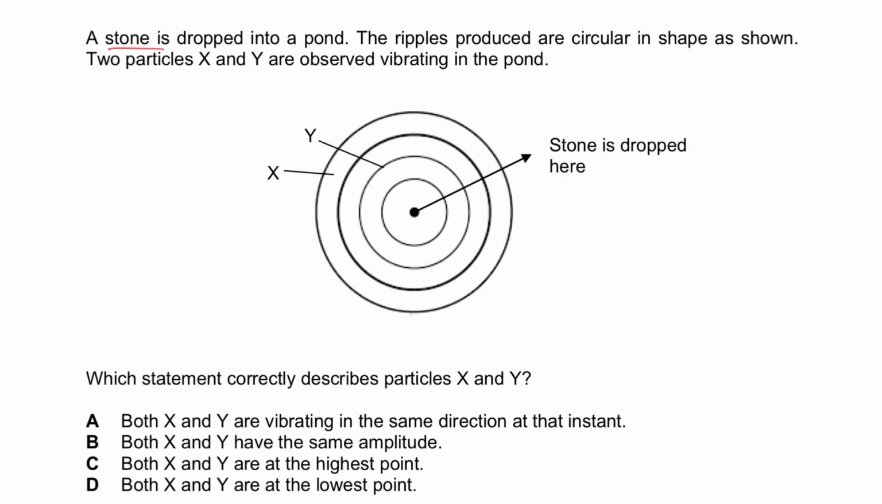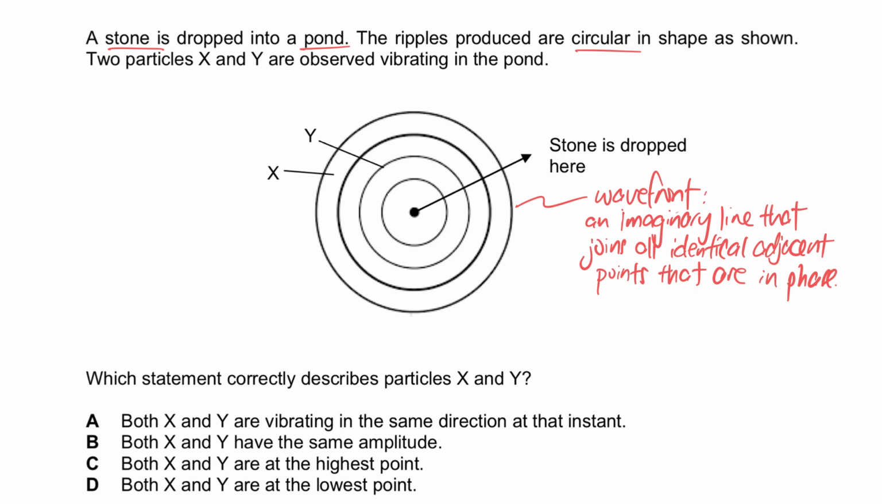In this question, you have a stone that's dropped into a pond and there will be circular waveforms or ripples that have been created. And you should know that all these circles that you have here are called wavefronts. I hope you can still remember the definition of a wavefront is an imaginary line that joins all identical points. Identical means if it's joining all the crests, then it's all crests, or if it's a trough, all troughs, okay? And they are in phase, meaning to say they have the same speed, same direction, or same displacement, okay?